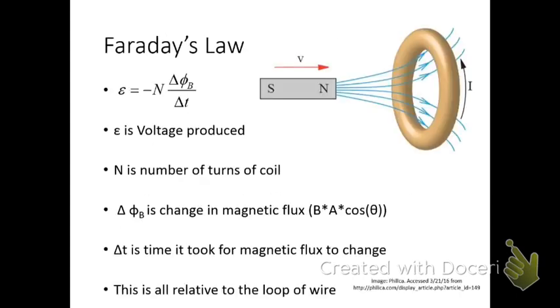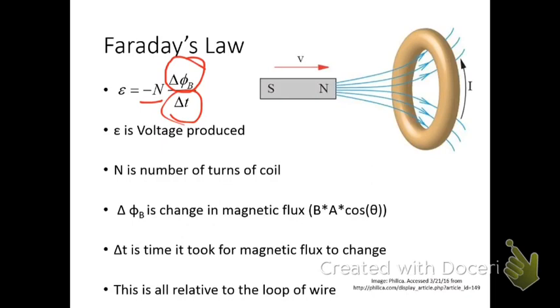And then we talked about Faraday's law. Faraday's law tells me the type of voltage I can get from a changing magnetic field in a coil of wire. So, not only does a current in a coil of wire create a magnetic field, a magnetic field going through the coil of wire creates a current. And that is found to be negative N times the change in magnetic flux over the change in time.